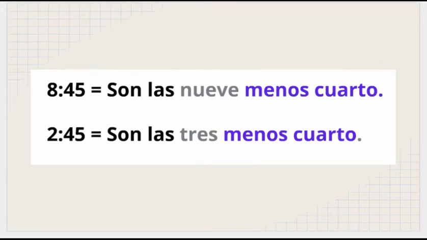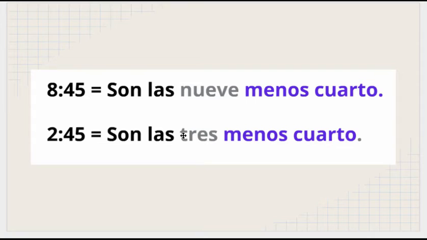8:45. Son las 9 menos cuarto. Quarter before 9, or 9 minus 15 minutes. 2:45. Son las 3 menos cuarto, or quarter before 3. Or 3 minus quarter of an hour, 15 minutes. If this is really confusing to you, I apologize. Please raise your hand and I'd love to help you out one-on-one.